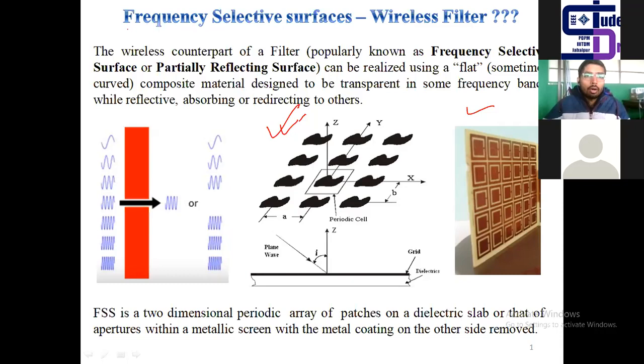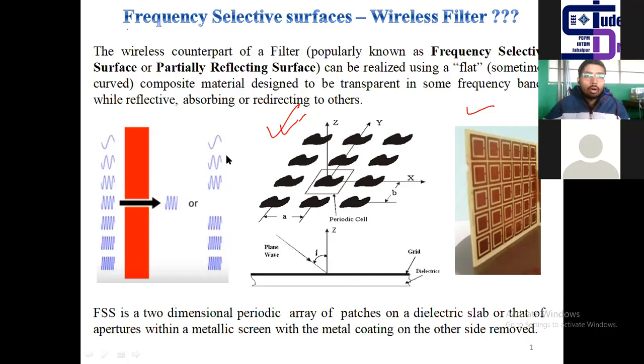But why is the name wireless? Because it's a wireless counterpart of the filters. That means you do not have to connect anywhere as you connect in the RF circuits. Rather, you can just put this structure in front of any window, in the window curtains, or you can place them in front of an antenna. You do not have to connect it to the antenna. You do not have to connect it to some power supply. It can just work in its own structure.